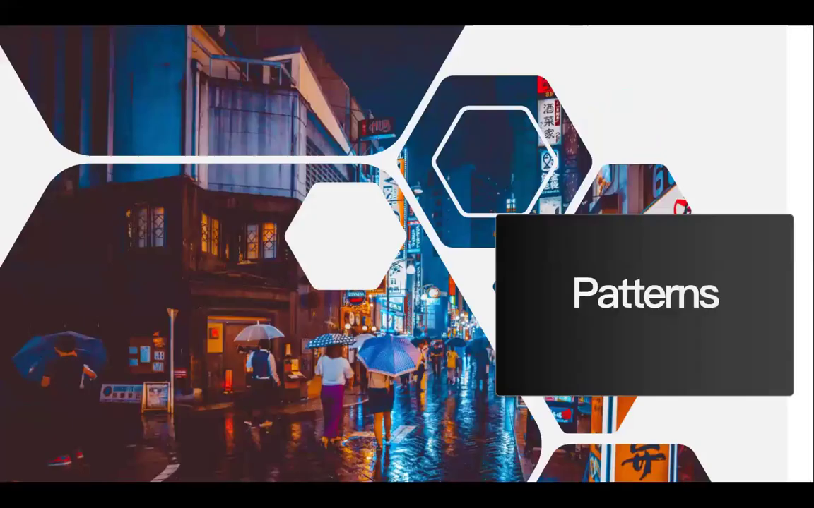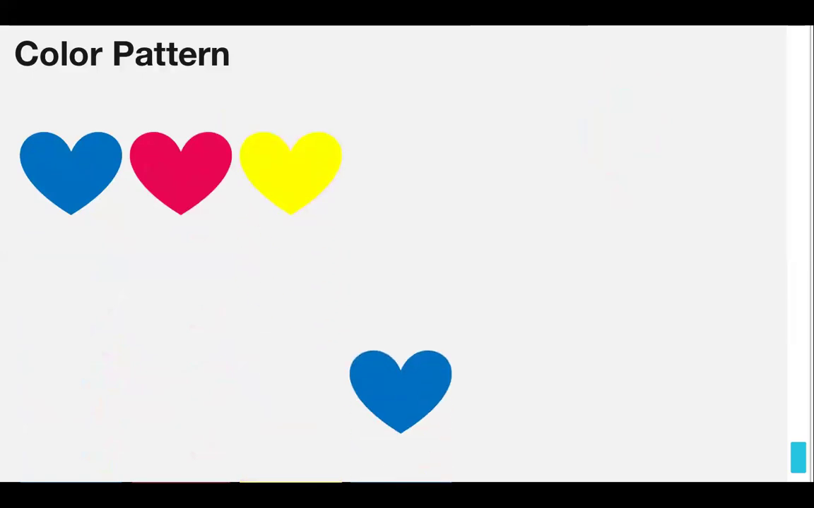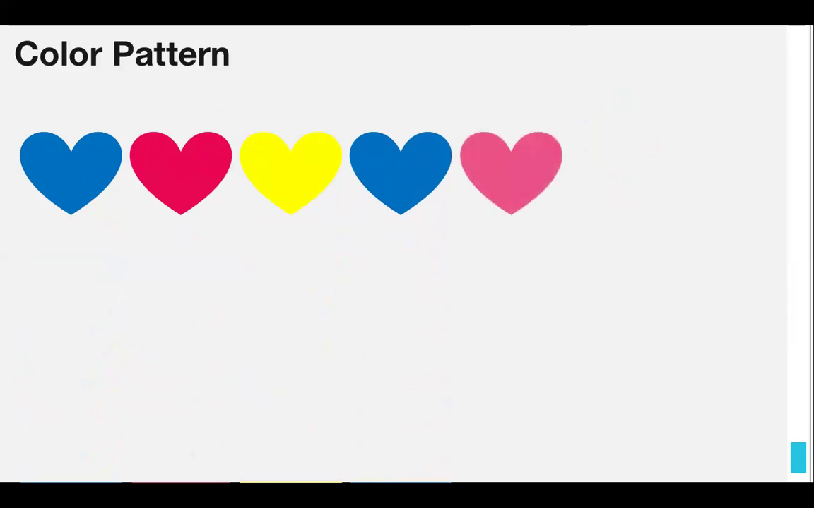Okay. Now, let's go to the patterns. Patterns are made up of a sequence of shapes, sizes, colors, objects, or movement. Okay, these are the color patterns. So if we have blue, red, and yellow, then we go back to blue. What is next? Okay, so back to blue, then red and yellow.